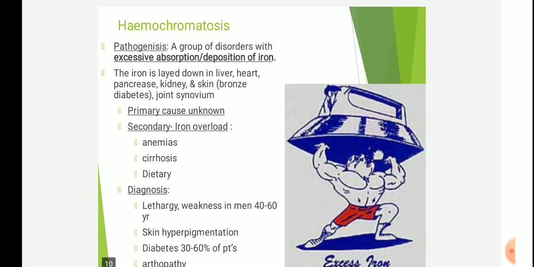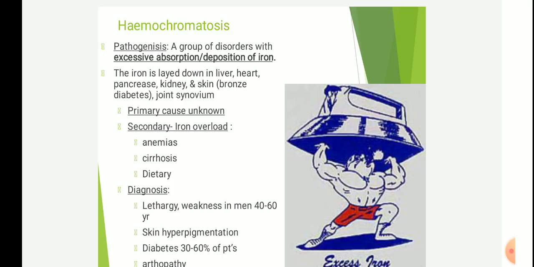Now coming to the next important 3 marks question that can be asked in the exams, hemochromatosis. So what is this? This is nothing but excessive absorption and deposition of iron in various organs of your body. Which organs are commonly involved? The liver, the heart, the pancreas, where it could cause pancreatic fibrosis. Kidneys, skin, where it is called bronze diabetes. And the joint synovium, with deposition of iron there.